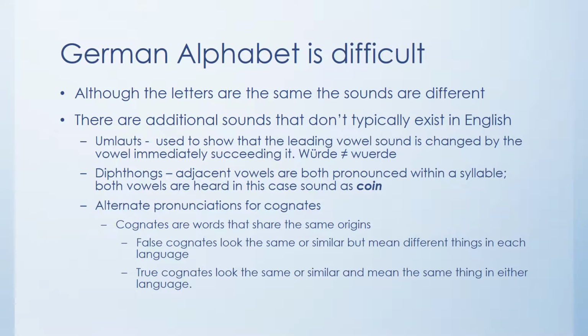There's also alternate pronunciations for words, and cognates specifically. By the way, cognates are words that share the same origins, and they're usually separated into two categories. There's the false cognates, which are words that look similar or they look exactly the same, but they mean different things in each language. Or there's true cognates, which are words that look the same or similar, and they mean the exact same thing in either language. So just to give you a little background, now let's get into it.